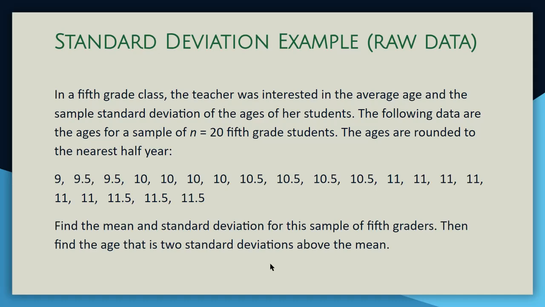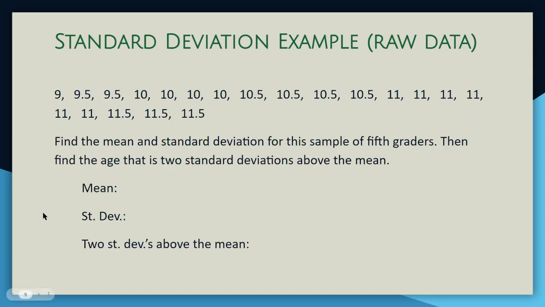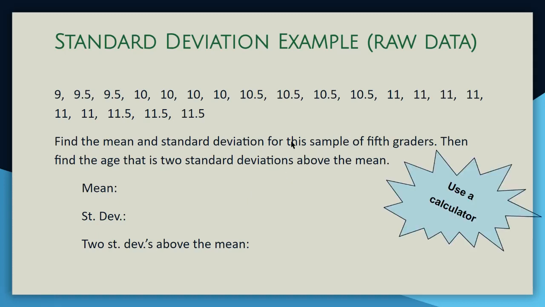Okay, so we're asked to do 3 things: mean and standard deviation, and then find the age that's 2 standard deviations above the mean. Let's clean up our screen, shift this up a little bit. So here's our data, here's our set of directions, here's a list of the things we're looking for. And there's a very important keyword here. Specifically, this says sample. So I know when I get down to that standard deviation step, I'm looking for the S value.